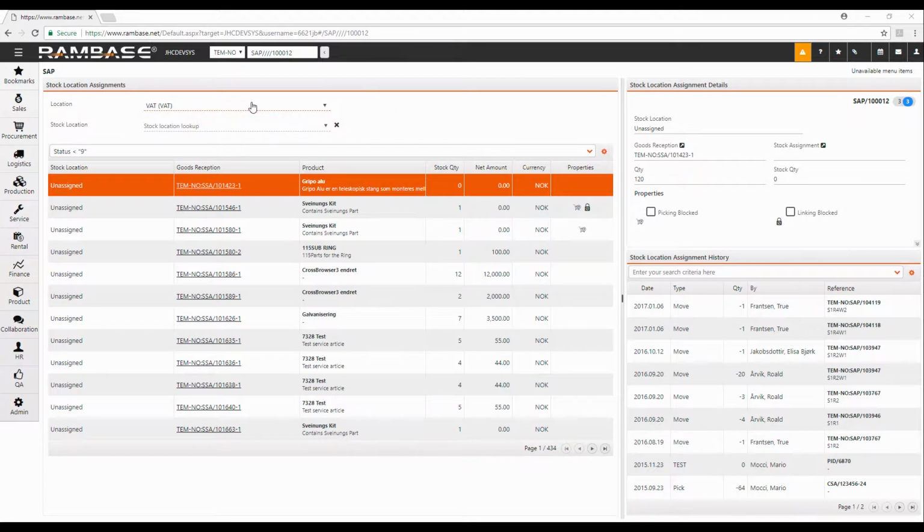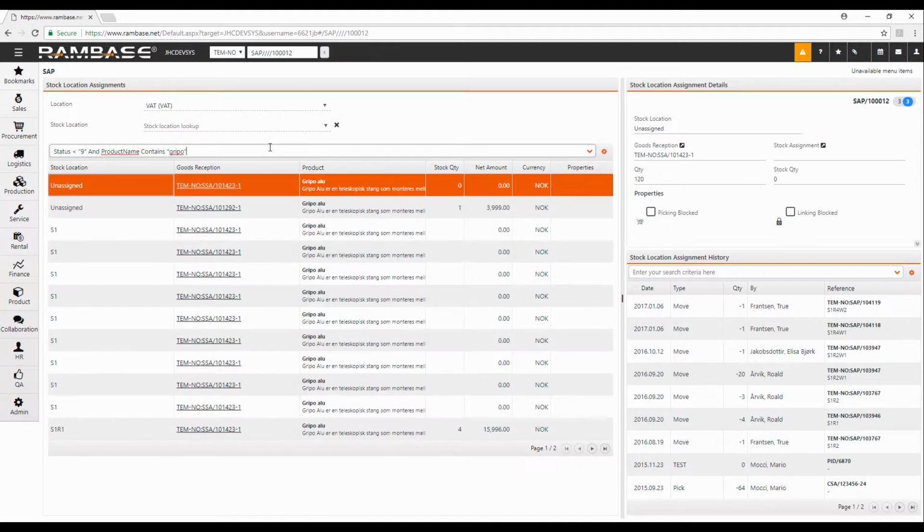Stock Location Assignments area shows the chosen warehouse in the location field, the specific stock location in the stock location field, and the stock is shown in the item lines below. Stock Location Assignment can be listed for a specific product or a specific goods reception.